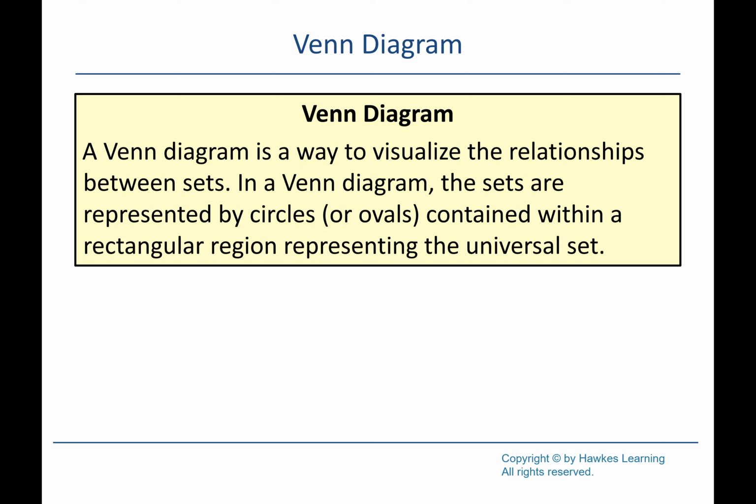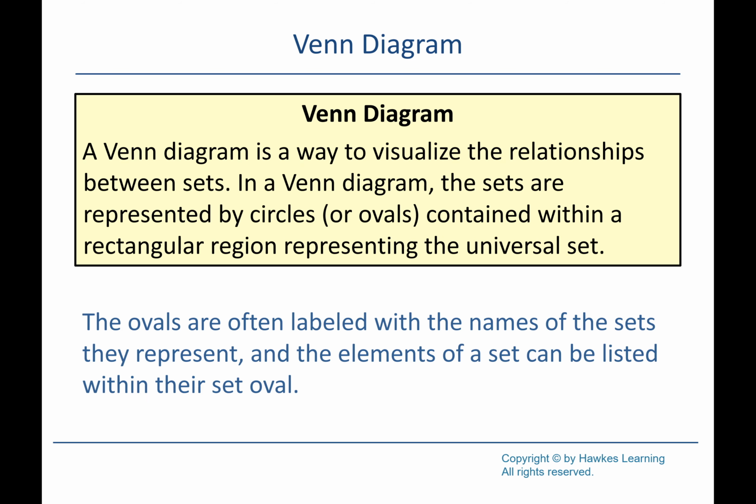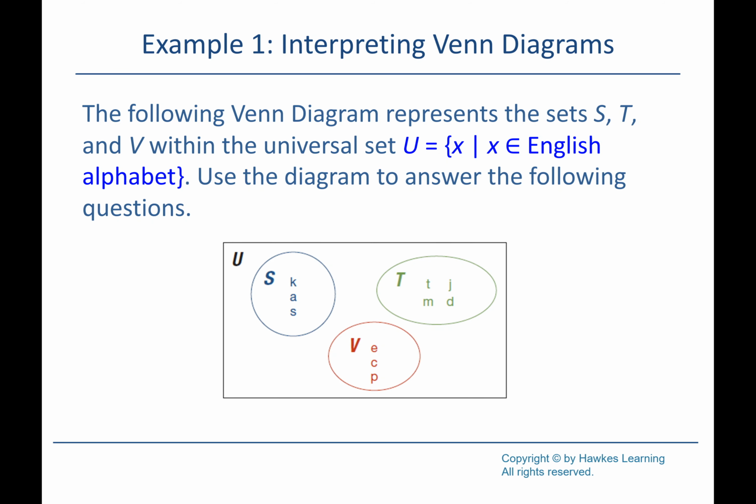So let's look at one. And so here's a Venn diagram. Got 3 sets represented in it, and it tells us our universal set here are all the X's such that X is in the English alphabet. So our universal set's all the letters in the English alphabet. Then we've got 3 sets represented on here: set S, set T, and set V. And then they've got their elements listed out beside them.